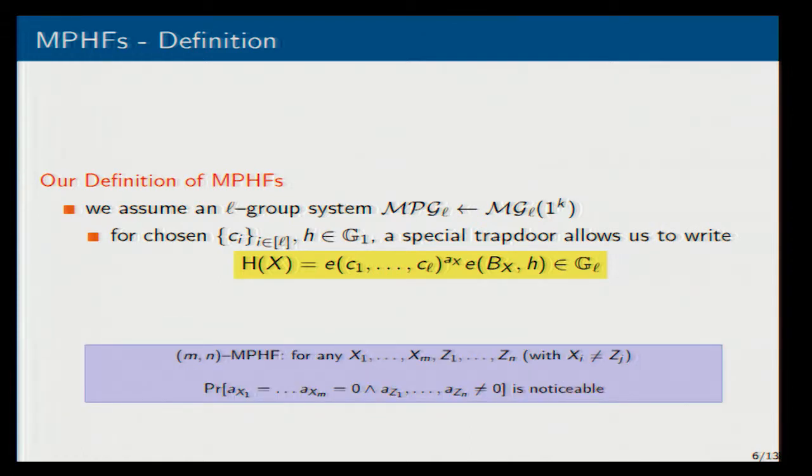And as for PHFs, we also have the same programmability properties. That is for M elements X1 up to XM, and for N elements Z1 up to ZN, we have that the probability that the AXs are equal to 0, and the AZs are different from 0 is noticeable.